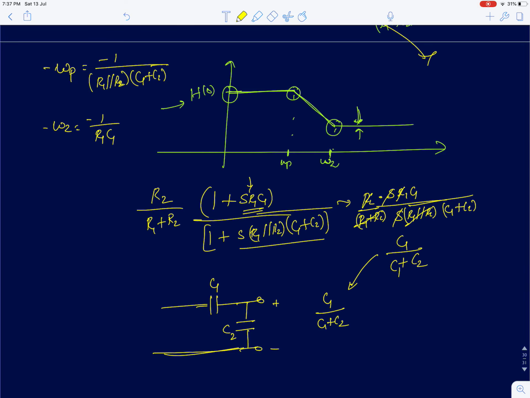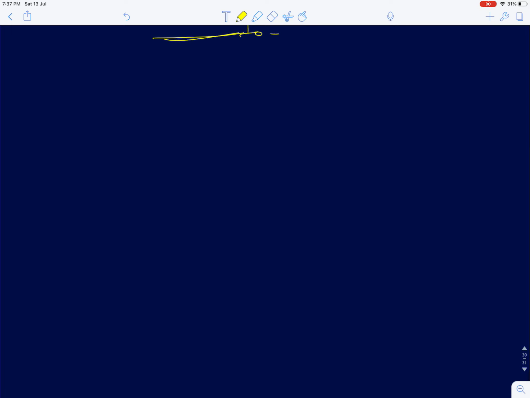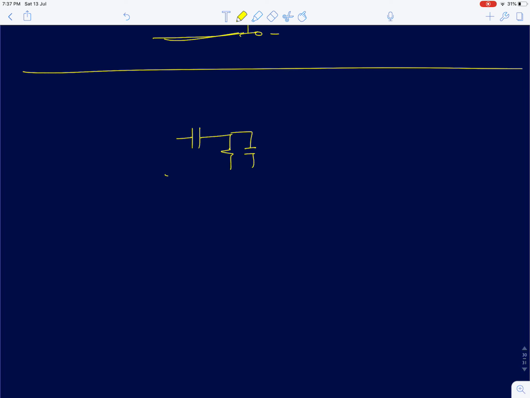If a system has a 0 at DC, then how do we find that? Let me do that problem now itself. It's a very small problem. So let's assume we have a circuit like this: capacitor, resistor, and a capacitor, C, R, and C. Now you can instantly show that this system actually has a 0 at DC.